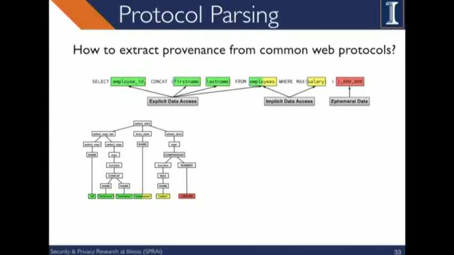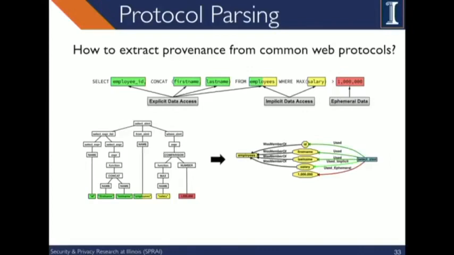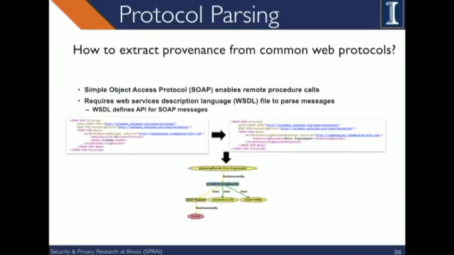So based on this sort of labeling, we can then create a provenance graph that says, all right, this select statement made use of these three fields. It made implicit use of this particular field. And then all of these fields were a member of the employees table. And so, we can take that intuition and apply it to a number of different protocols.